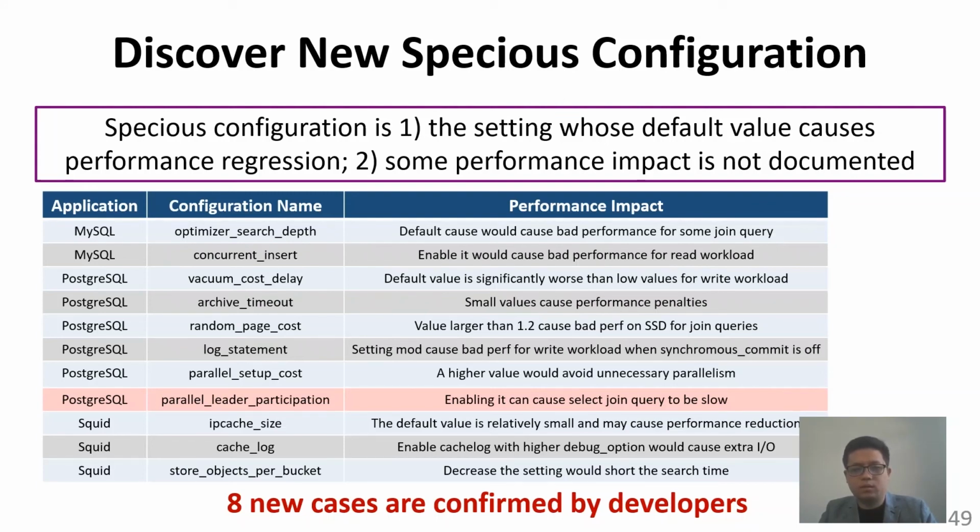Among these cases, Violet found some unexpected parameter combinations that lead to bad performance. For example, the parallel leader participation parameter is used to control the parallel query. It seems not related to the page read cost, but some combination of parallel leader participation and random page cost would cause some join queries to choose a query plan that wastes system memory.